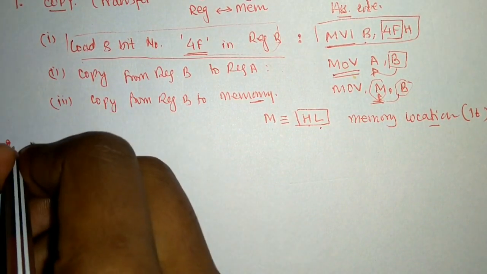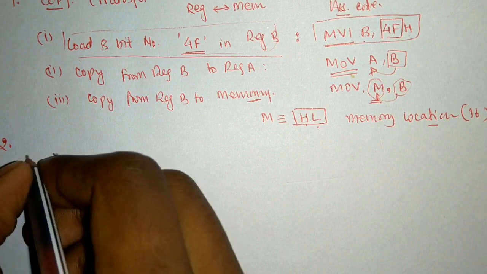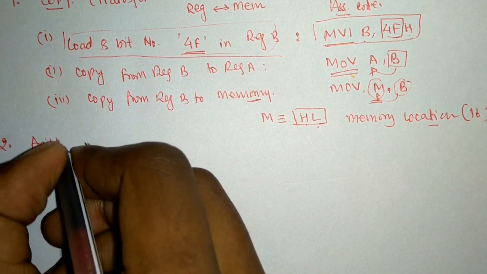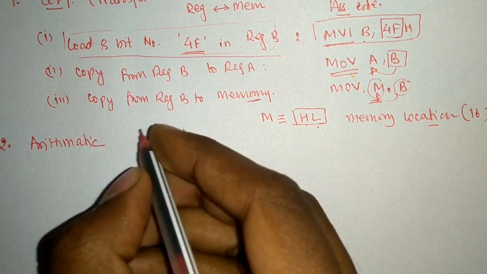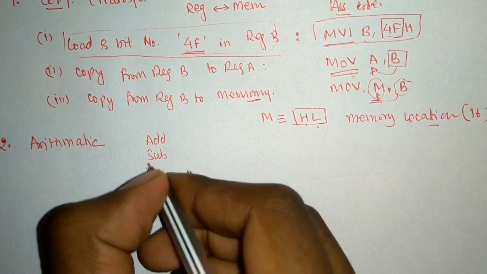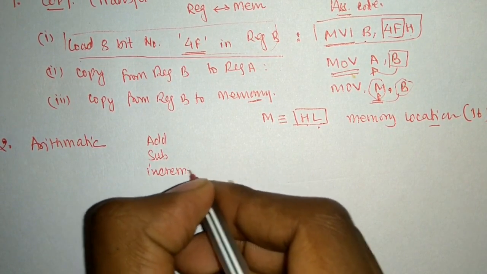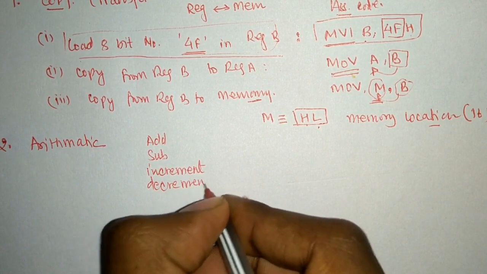Now, the second set of instructions that it can carry are related to arithmetic operations. So we can carry out arithmetic operations also. There is no need to say that there will be addition, there will be subtraction, there can be an increment by 1, there can be a decrement by 1. That sort of operations we can do over here.